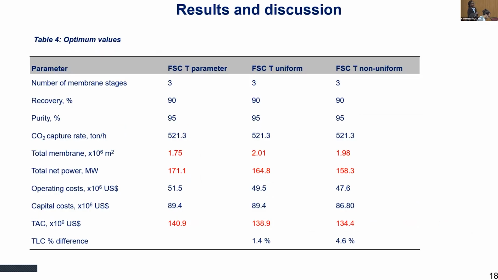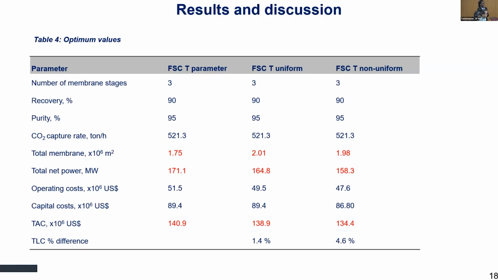Furthermore, the results table shows that the membrane area increases as temperature is allowed to be a variable that is optimized in the system. Because temperature is being optimized in the system, the total net power for the 2 cases where temperature is being optimized decreases.